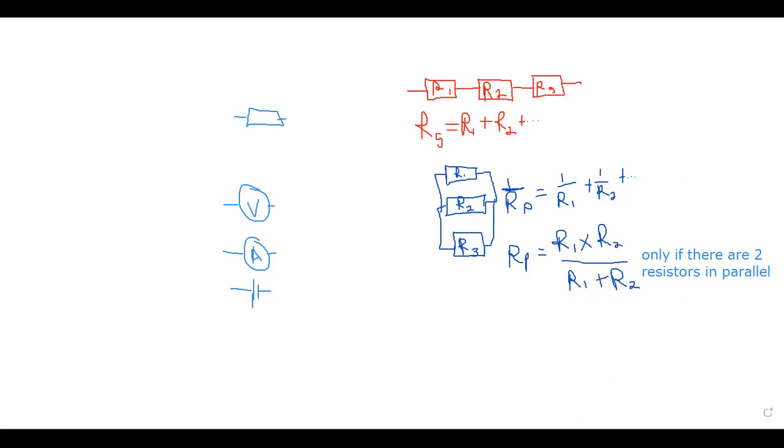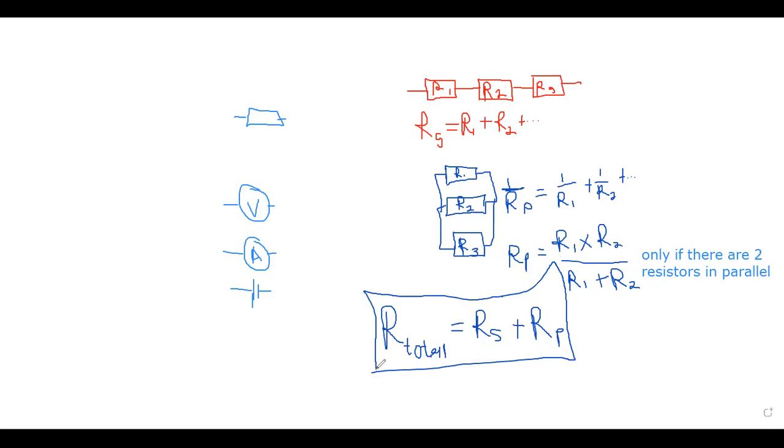So this is all that you'll need to know about the resistors, and your overall total. You can say R total of the given circuit is going to be equal to Rs plus Rp. Not Rs plus 1 over Rp, Rs plus Rp. So this is the main equation.